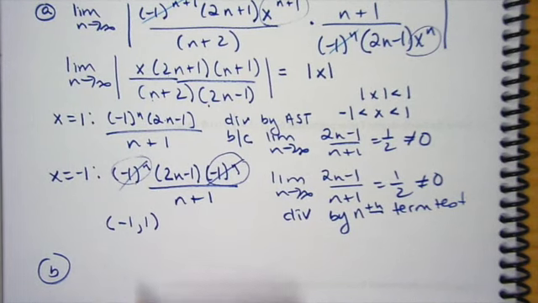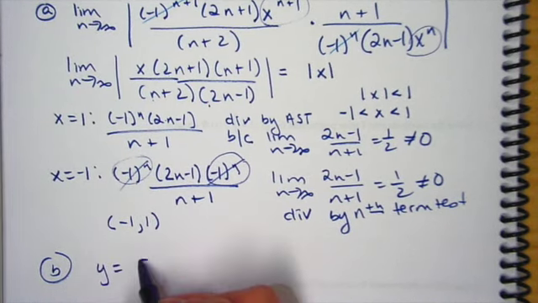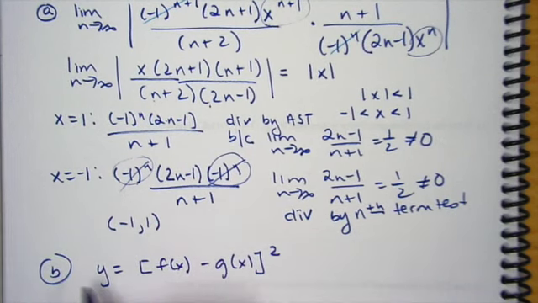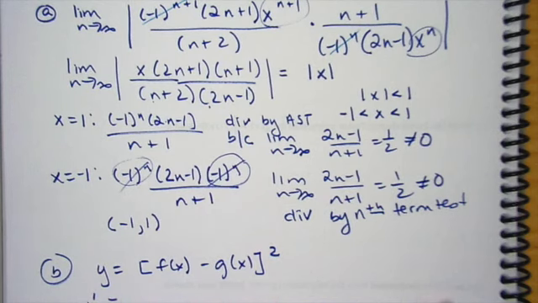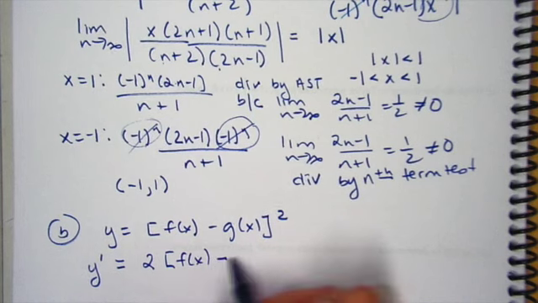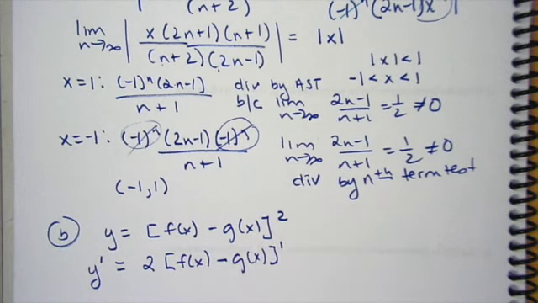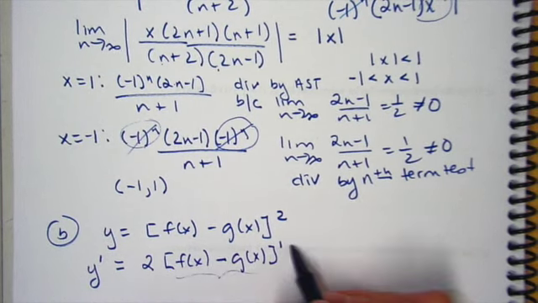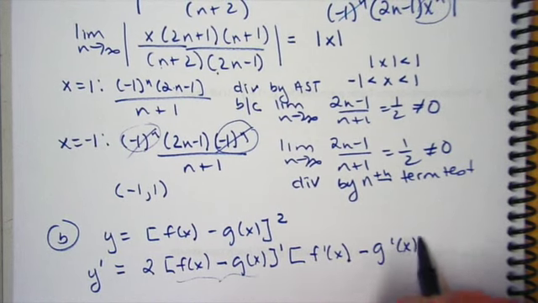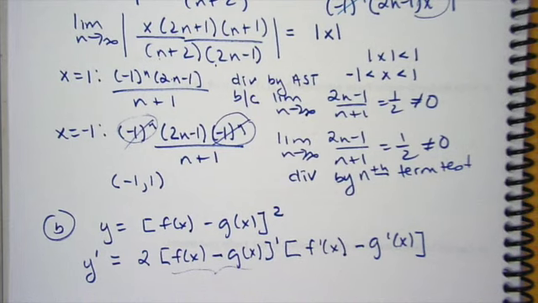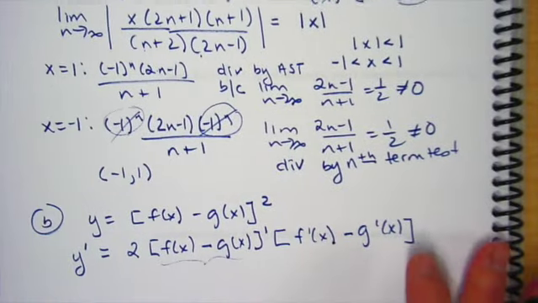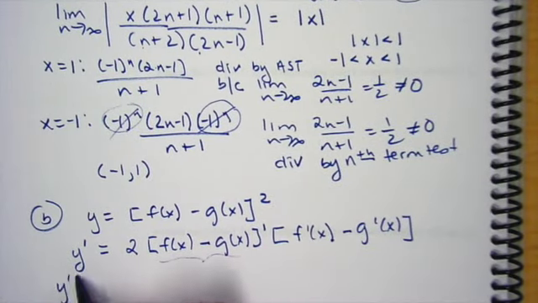So first thing I'm going to do is, here's my function, I'm just going to rewrite it. I'm going to go ahead and see what happens at the first derivative. So y prime is going to be bring down the 2, reduce the power by 1, and then don't forget the chain rule of all of this, so it's going to be f prime of x minus g prime of x. So this is my first derivative. And I want to know what happens at x equals 0. So I'm going to plug in 0 for x.